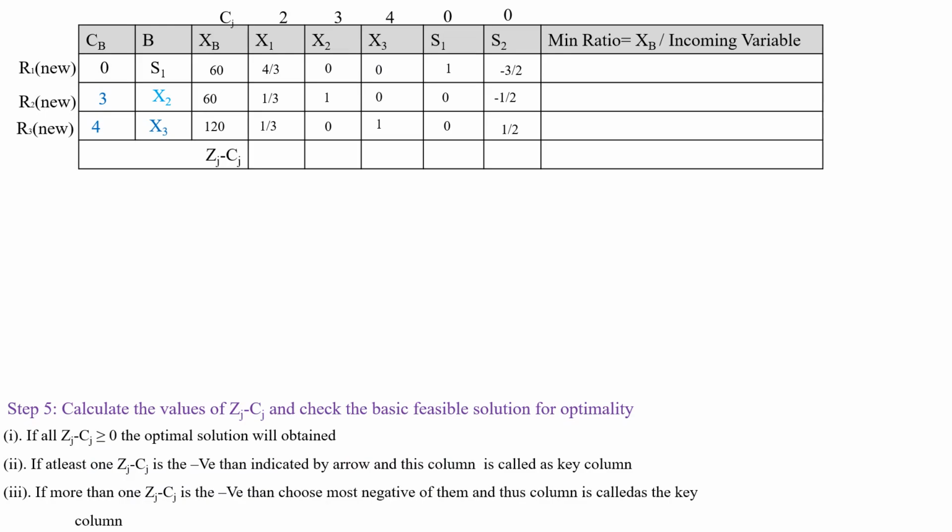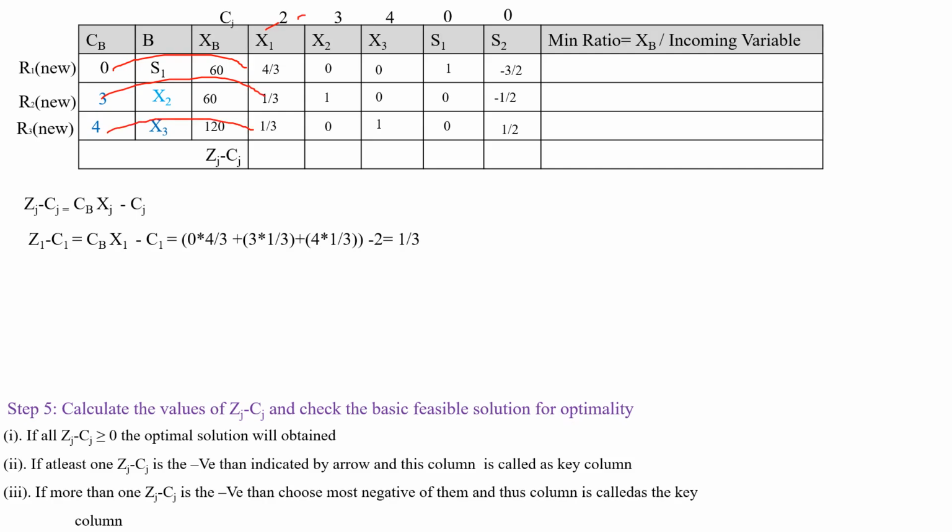Next step is we have to calculate the values of Zj minus Cj and check the basic feasible solution for the optimality. First we go for the first variable, that is x1: z1 minus c1 equal to 0 into 4 by 3 plus 3 into 1 by 3 plus 4 into 1 by 3 minus 2. This value is 1 by 3.